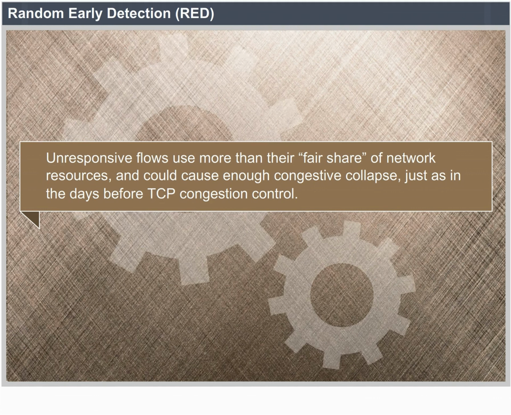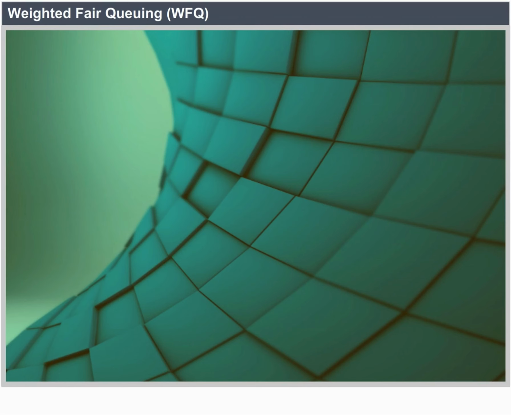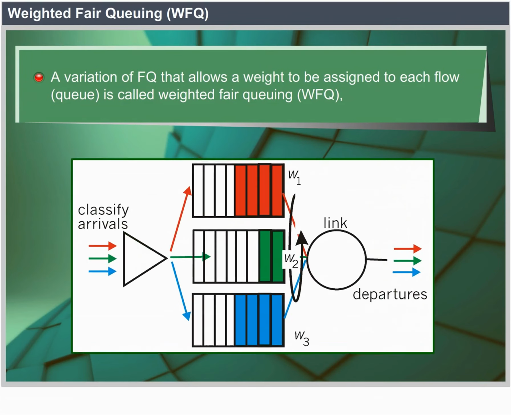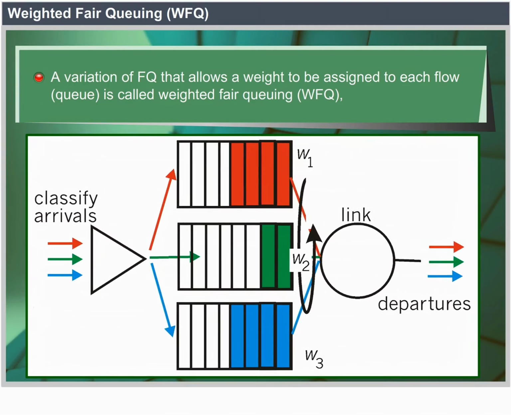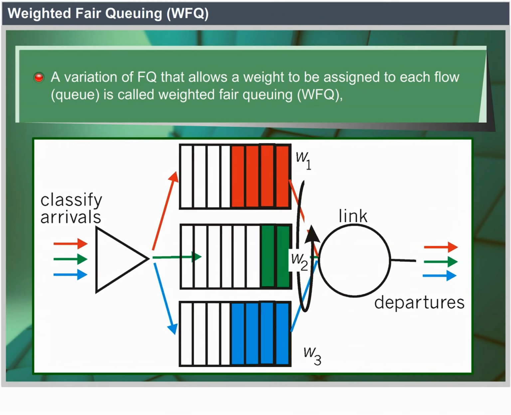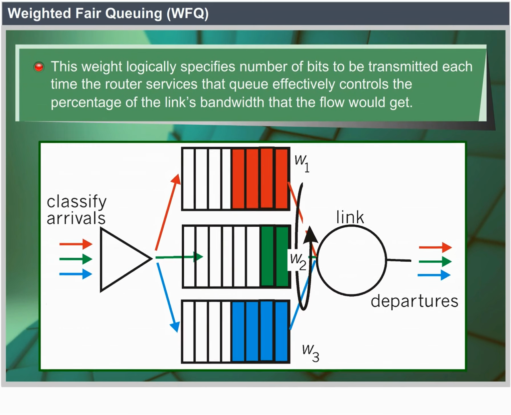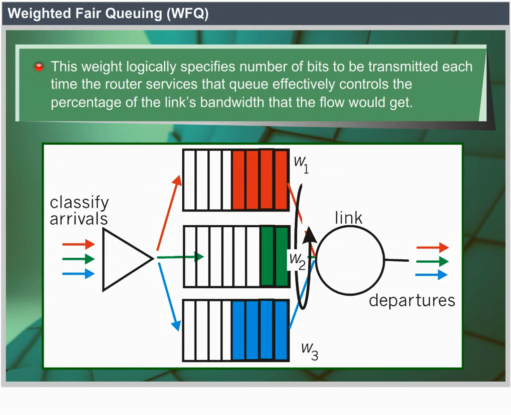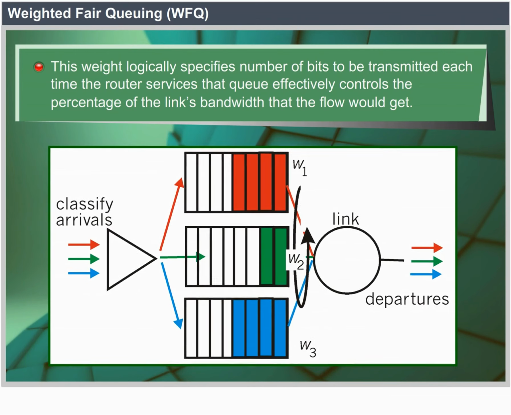Weighted fair queuing, WFQ. The variation of FQ that allows a weight to be assigned to each flow queue is called weighted fair queuing, WFQ. This weight logically specifies how many bits to transmit each time the router services that queue, which effectively controls the percentage of the link's bandwidth that flow will get.